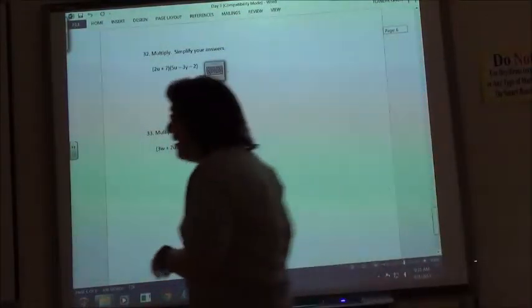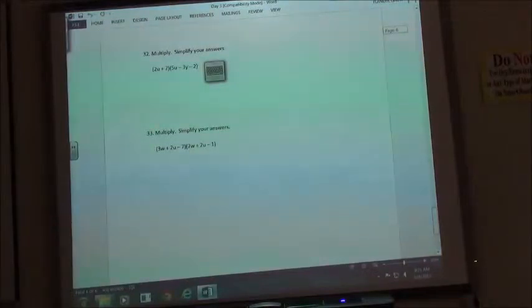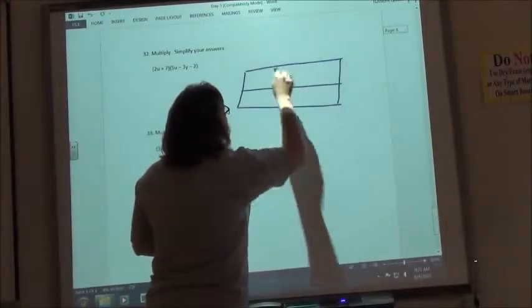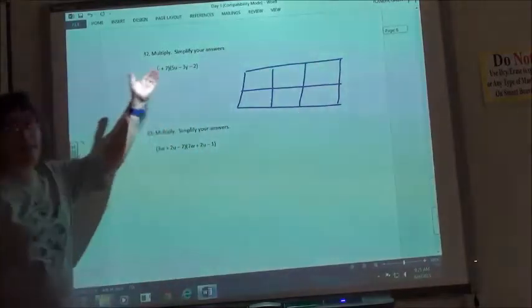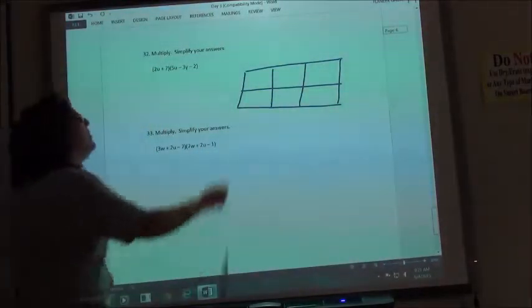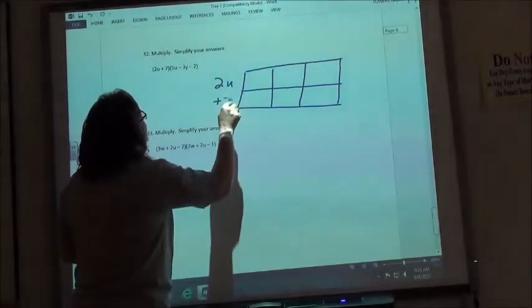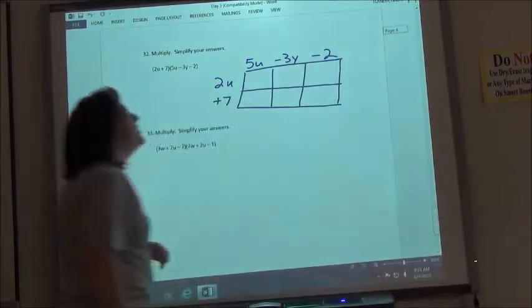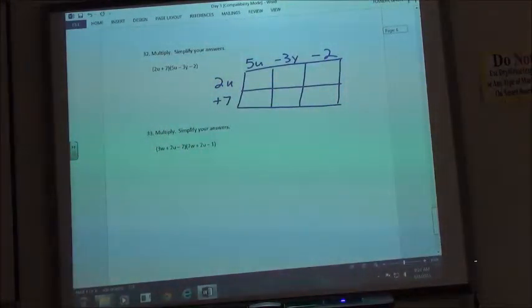Now, the suggestion I make for some of our older students that have kids, because your kids always have to come in and bug you right when you're in the middle of something, is if you tend to get lost where you're at and what you're doing because you get interrupted while you're working, one little trick you can do is basically just to make a box, and I'm making my box 2 by 3 since I'm multiplying a 2 by 3 polynomial. 2u plus 7, 5u minus 3y minus 2, and it just kind of keeps you organized so that if you would get interrupted in the middle of the problem, you know where you left off.